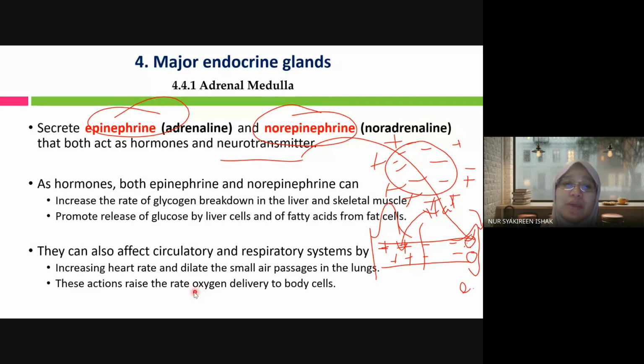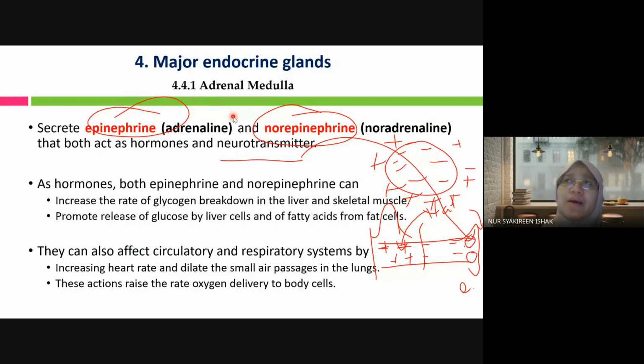And then this is to increase your body activity, kan. So you need instant supply of oxygen, of glucose, glycogen breakdown, okay, to supply or increase glucose level. Also affects heart rate increase, okay, you tend to breathe even more, right? So that is for the adrenal medulla.